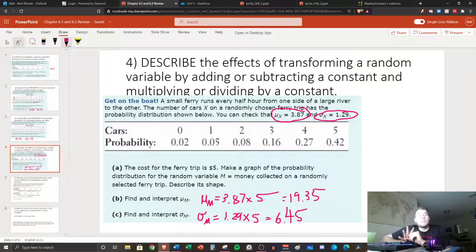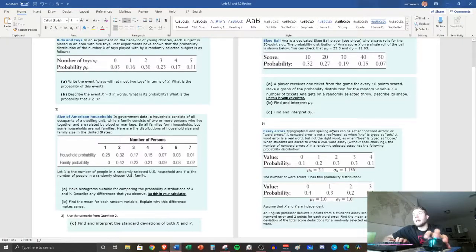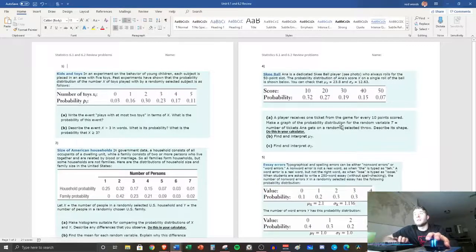transformations. If it were just addition, we would just change the mean. If it were subtraction, we'd just change the mean. If we were dividing, we would change both of them. Okay, so that should be familiar from previous chapters. So you have a problem like that with transformations, talking about skee ball here. You're going to have to figure out what the transformation is, and make the calculations.